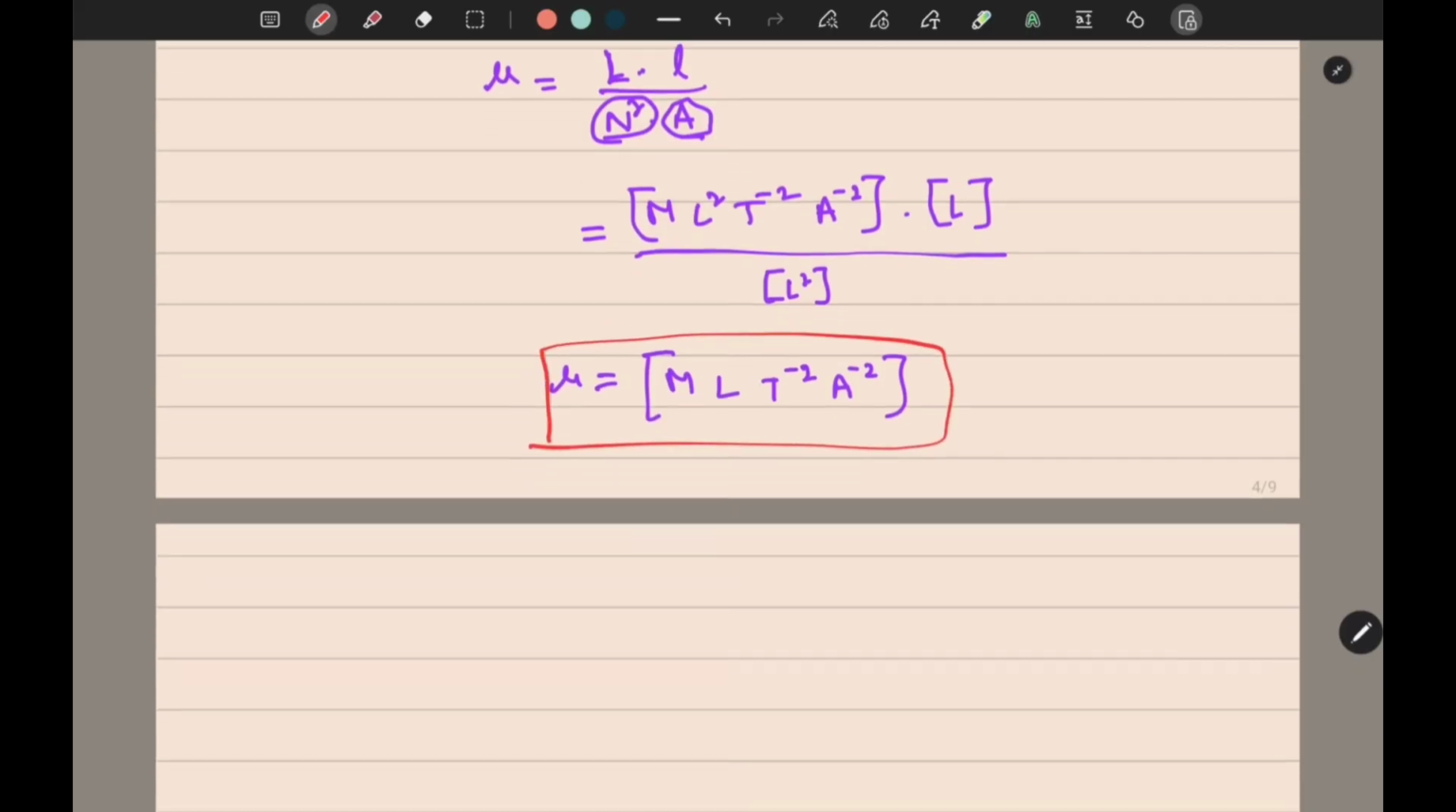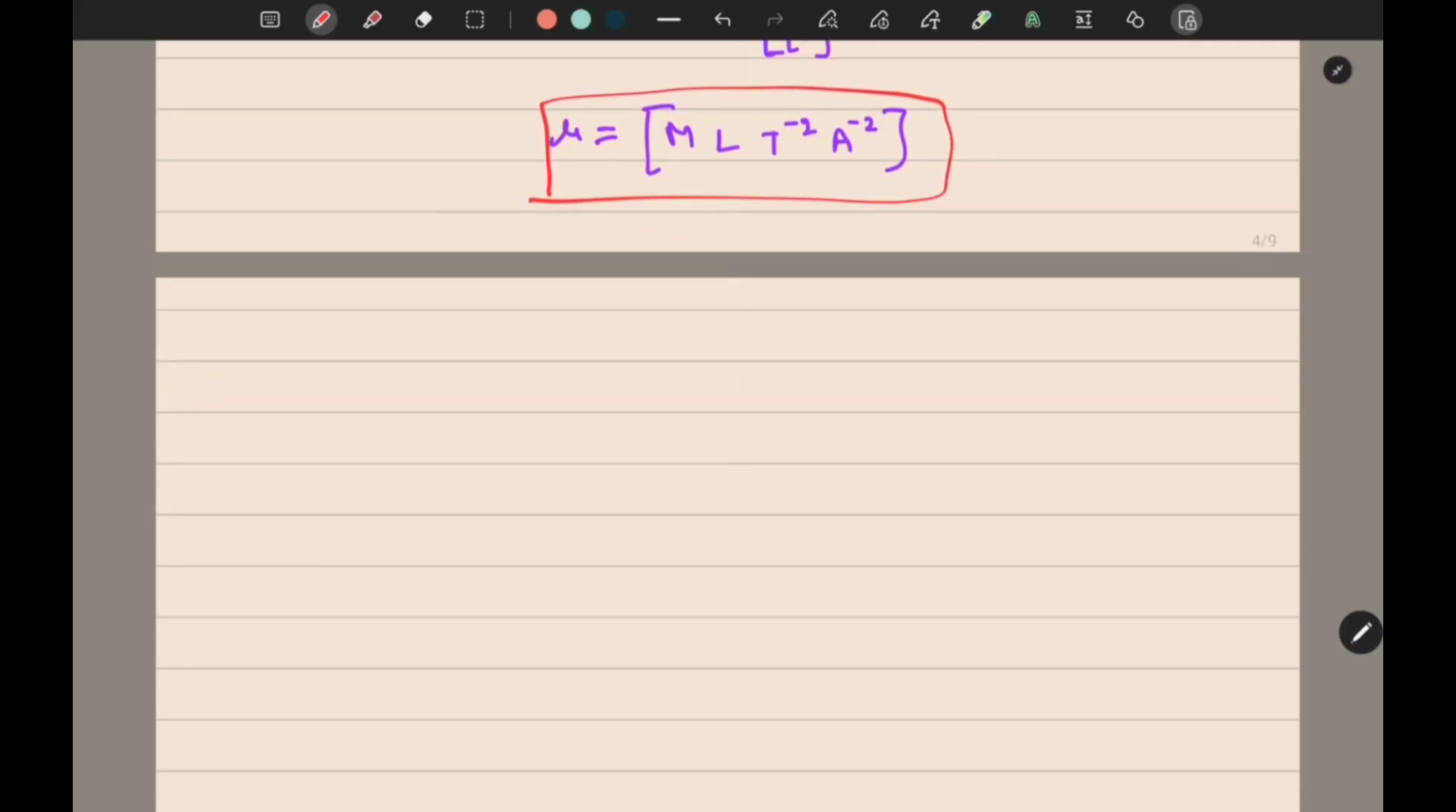Like this, we can derive all the electrical quantities' dimensional formulas. That's all for this section.